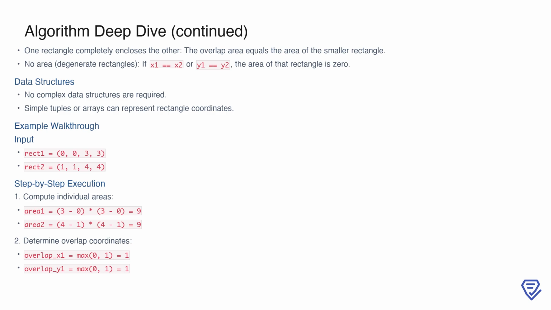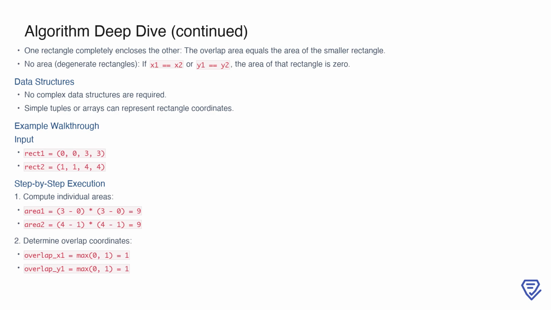To illustrate these concepts, let's walk through an example. Suppose the input rectangles are rect1 equals (0, 0, 3, 3), and rect2 equals (1, 1, 4, 4). First, we compute the individual areas. For rect1, the area is (3 - 0) * (3 - 0), which is equal to 9. For rect2, the area is (4 - 1) * (4 - 1), which is equal to 9.